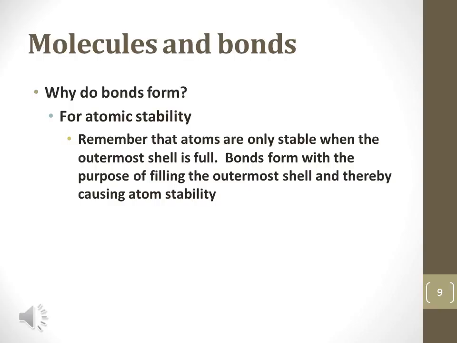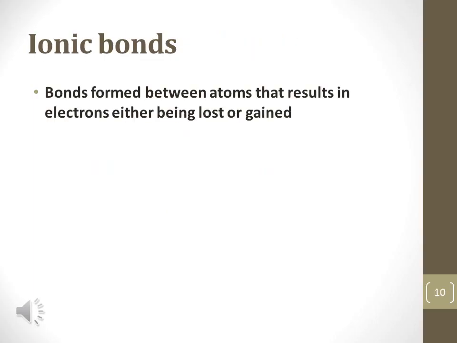Bonds can be formed in several ways, but each type of bond will be a result of the atom tending to fill its outer electron shell and becoming more stable. Ionic bonds are one of the three types of bonds. They involve two or more atoms donating and receiving electrons.